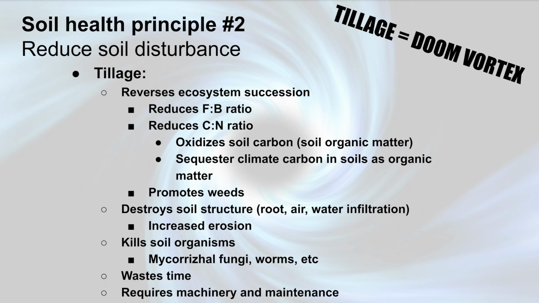Tilling is a doom vortex. Tilling is a vicious cycle. You till to kill weeds, but tilling creates an ideal habitat for weeds, so more weeds grow, so you need to till again. You till to loosen your soil, but you're destroying soil structure, so you need to till again. And so on until you just give up in disgust.